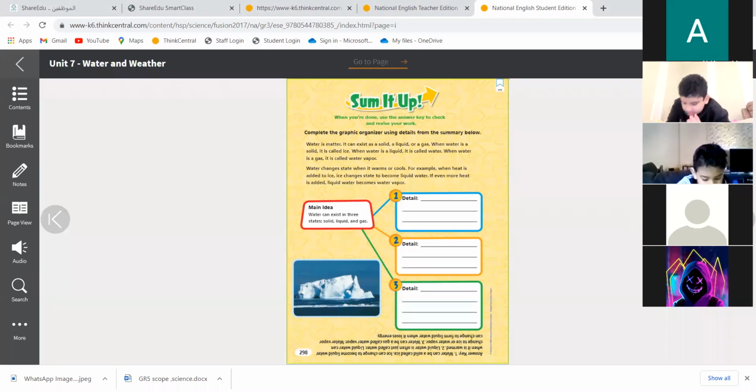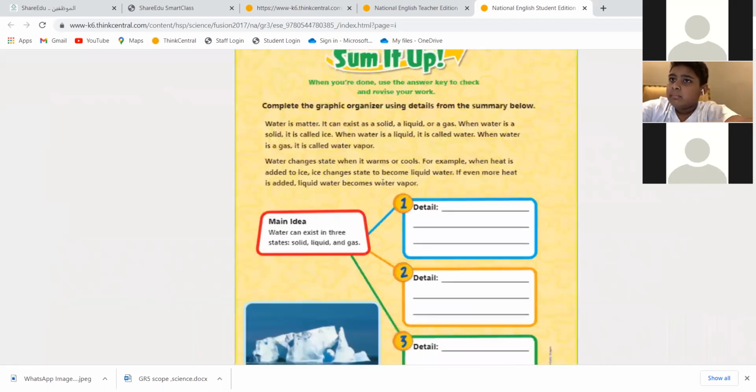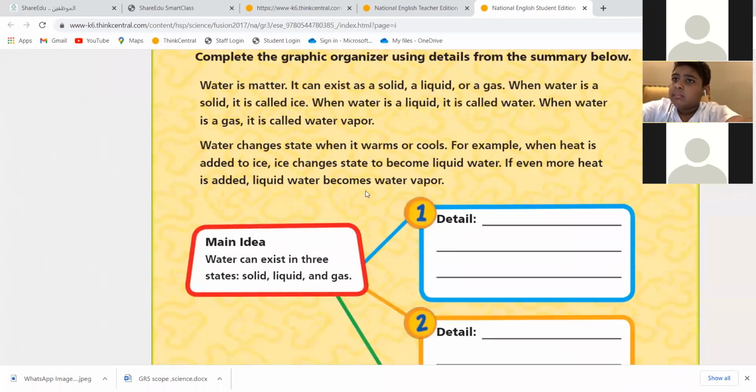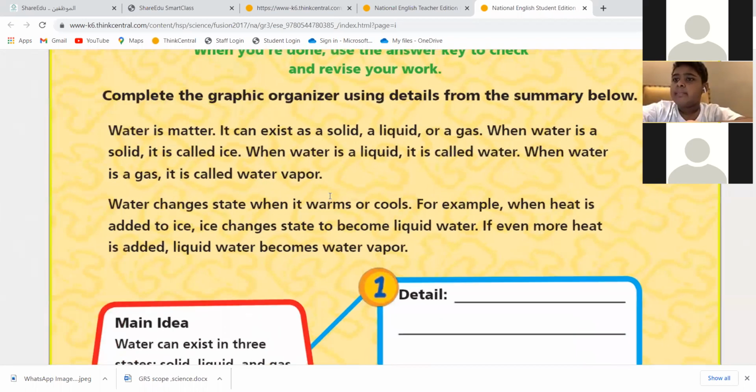That's why we have the answer key, to help you. Okay, yeah, Iyad, you are going to read. Muhammad, and Muhammad, you are going to answer the three, yeah? Yeah. Iyad.